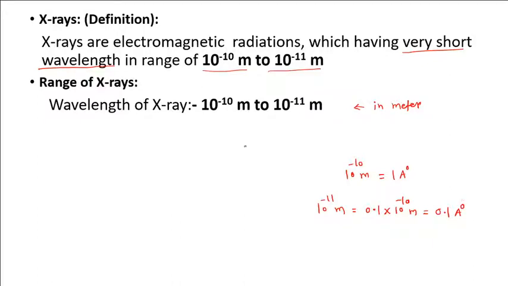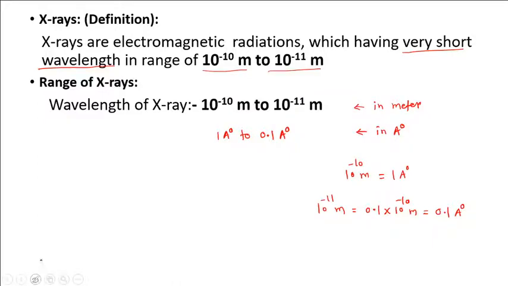So the range of wavelength of X-rays, if it is asked in angstrom unit, in exam, the question may be asked in angstrom unit. So you better remember this. 10 raised to minus 10 meter, it is nothing but 1 angstrom unit. And 10 raised to minus 11 meter, it is nothing but 0.1 angstrom unit.